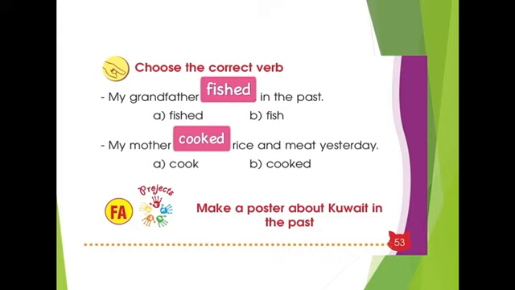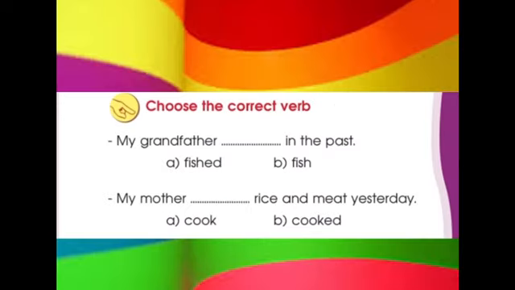Make a poster about Kuwait in the past. Okay, Shabab, try to make it. It's easy to write or to draw about Kuwait in the past. You can draw a whale. You can draw men fishing.